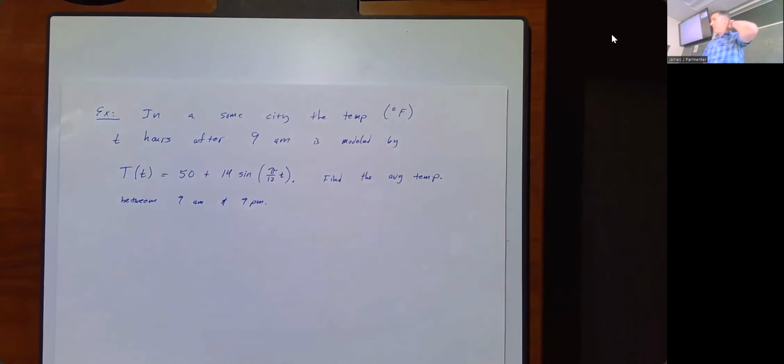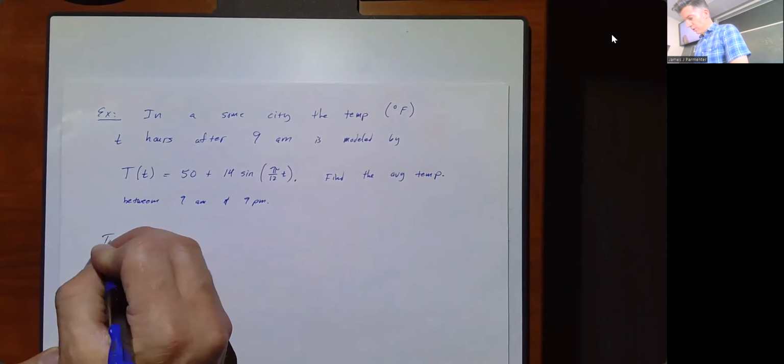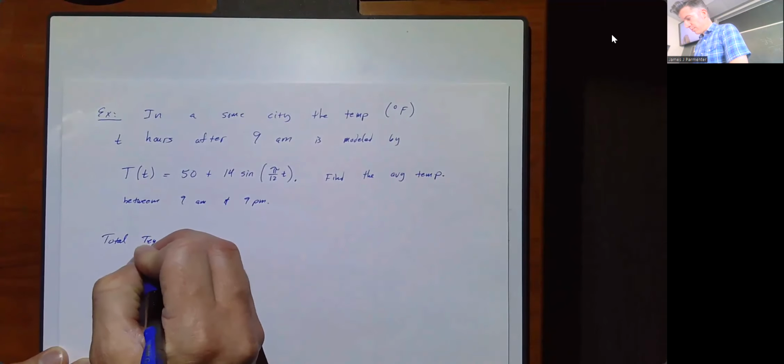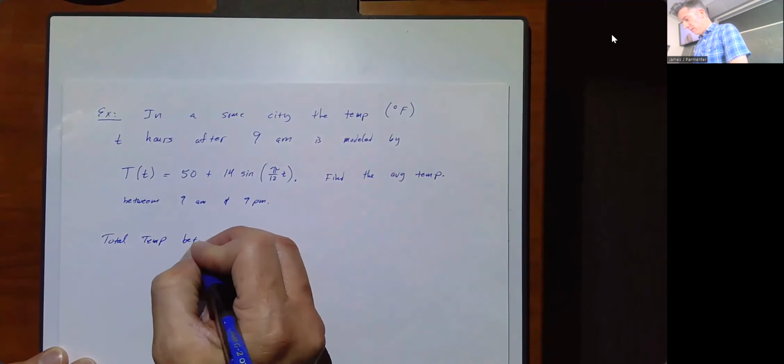And before we do that, we're going to find the total temperature, which isn't going to make a whole lot of sense. We're going to find it. So the total temperature between 9 a.m. and 9 p.m.